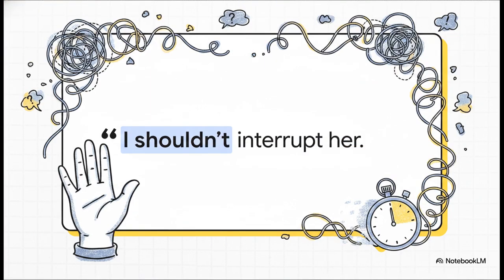Or how about this one? I really shouldn't interrupt her. And look, this one usually comes from a really good place, right? It's about respect. We don't want to be rude. But we have to remember, in our line of work, letting a session just ramble on isn't a kindness. When we don't interrupt, we risk an hour that's just unproductive. And that, ultimately, doesn't help the client at all.